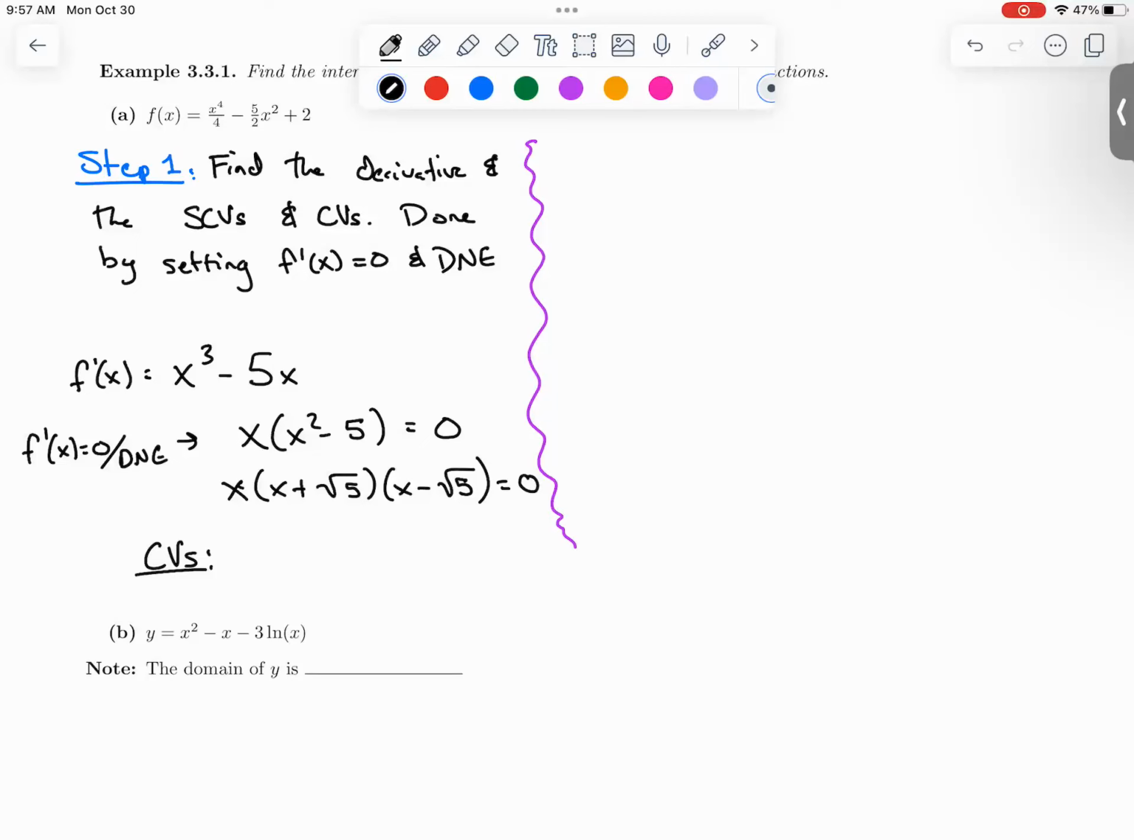I'm getting sidetracked. But the point is, the function is defined everywhere. Polynomials are well defined everywhere. So f of 0 is going to exist, f of square root 5 is going to exist, and f of negative square root 5 is going to exist. So that's why they're just CVs and not SCVs. So x equals 0, square root 5, and negative square root 5.